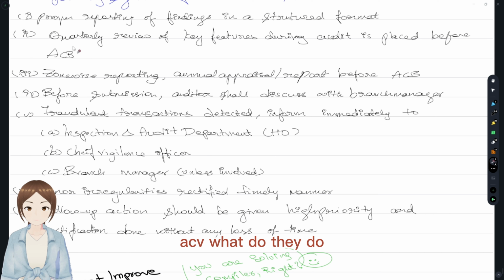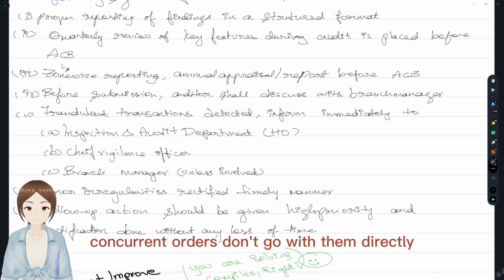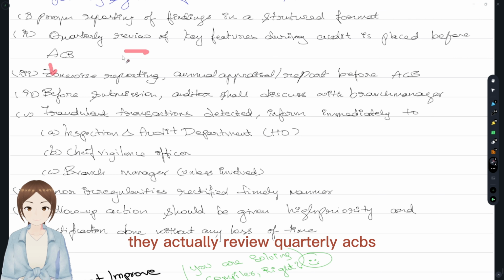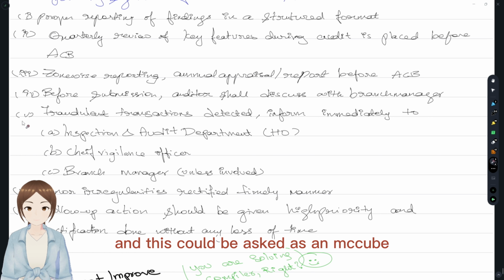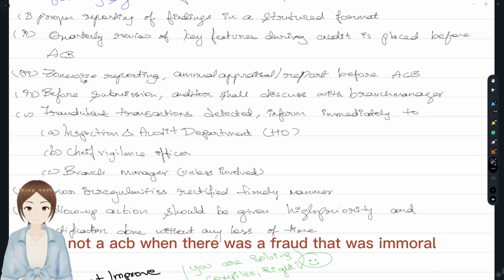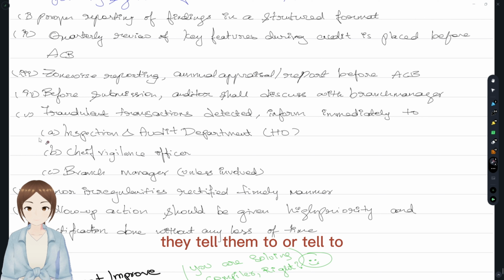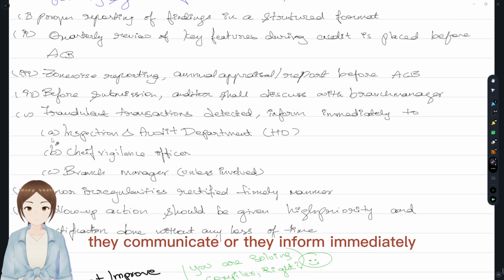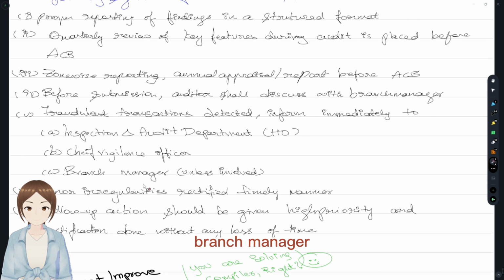ACB, what do they do? You see, they're top level management, right? The concurrent auditors don't go to them directly. What they actually do is review quarterly. That's their only task, and this could be asked as an MCQ. Please make a note of it. Not the ACB. When there is a fraud involved, they communicate or inform immediately the inspection and audit department, chief vigilance officer, and branch manager, unless he's involved.